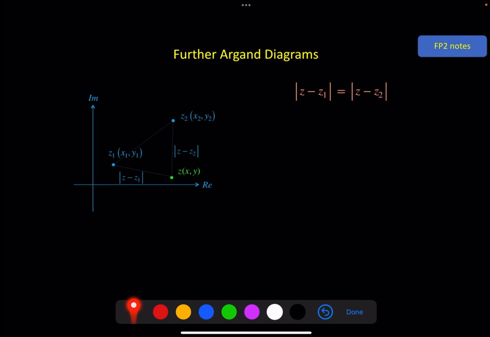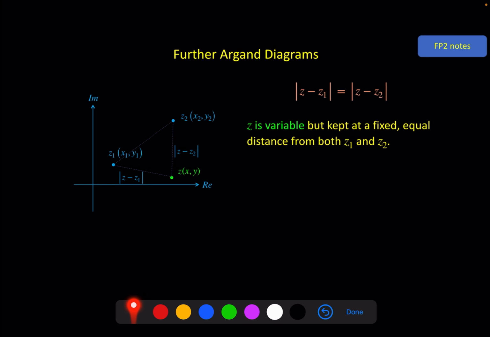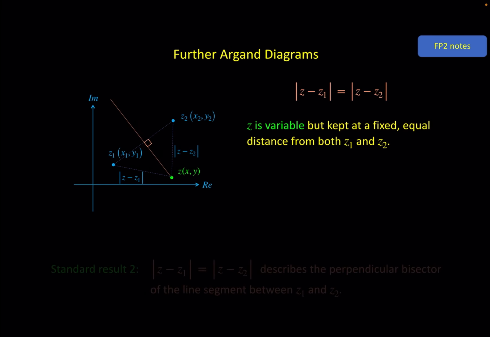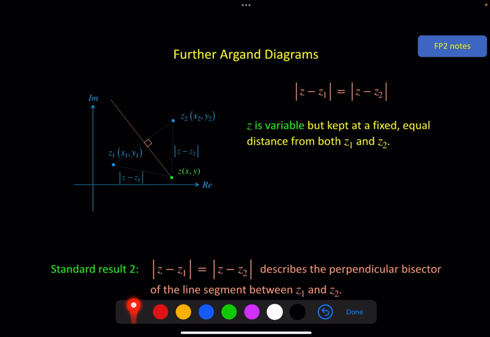So we've got a setup like this, where this distance and this distance are equal. And if z can vary while keeping these two distances equal to one another, then we get another familiar locus, which is the perpendicular bisector of the line segment z1, z2. And this is our standard result number 2, which you also have to remember.